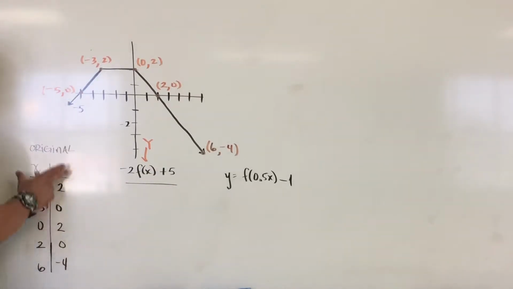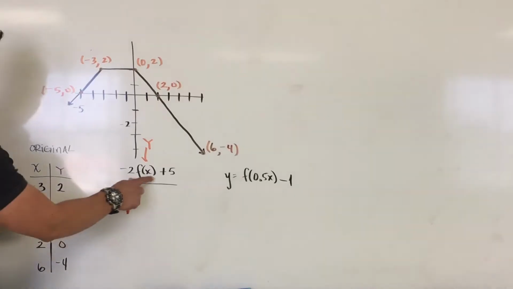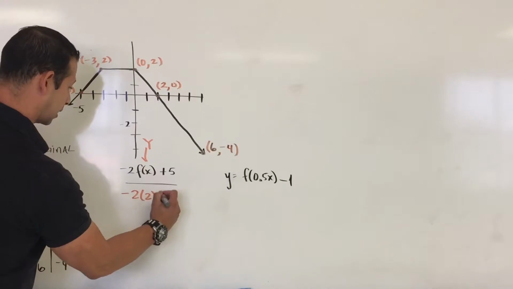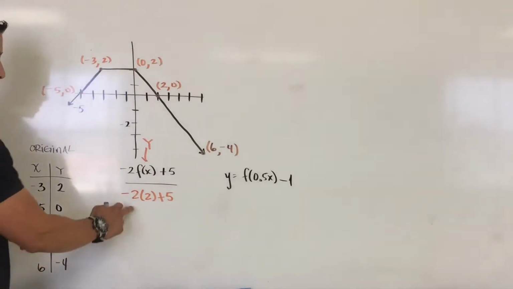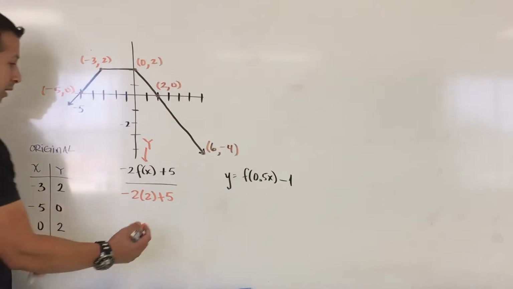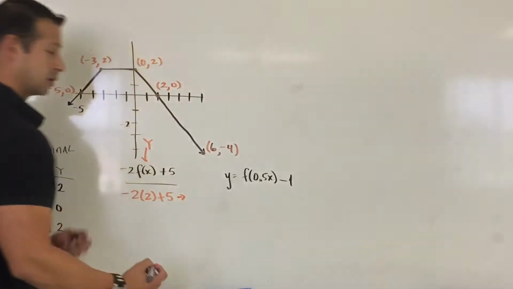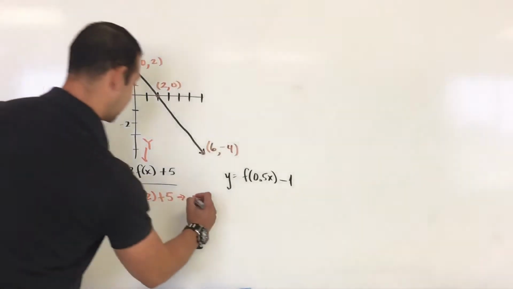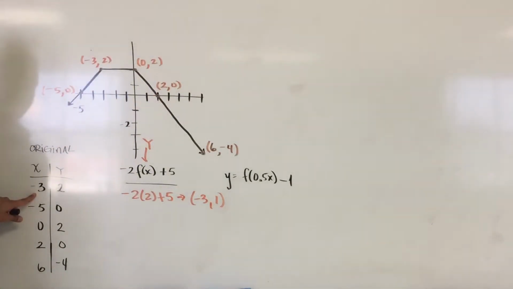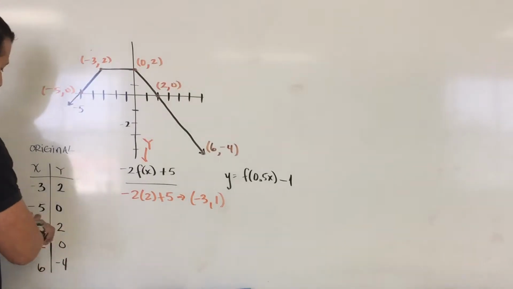So I'm gonna use my original table. So here's my y, so -2 times 2, and then plus 5. Well, that's -4 plus 5. Well, that's 1. So the new point is going to be -3, comma 1. Okay? All right. What about the next one?